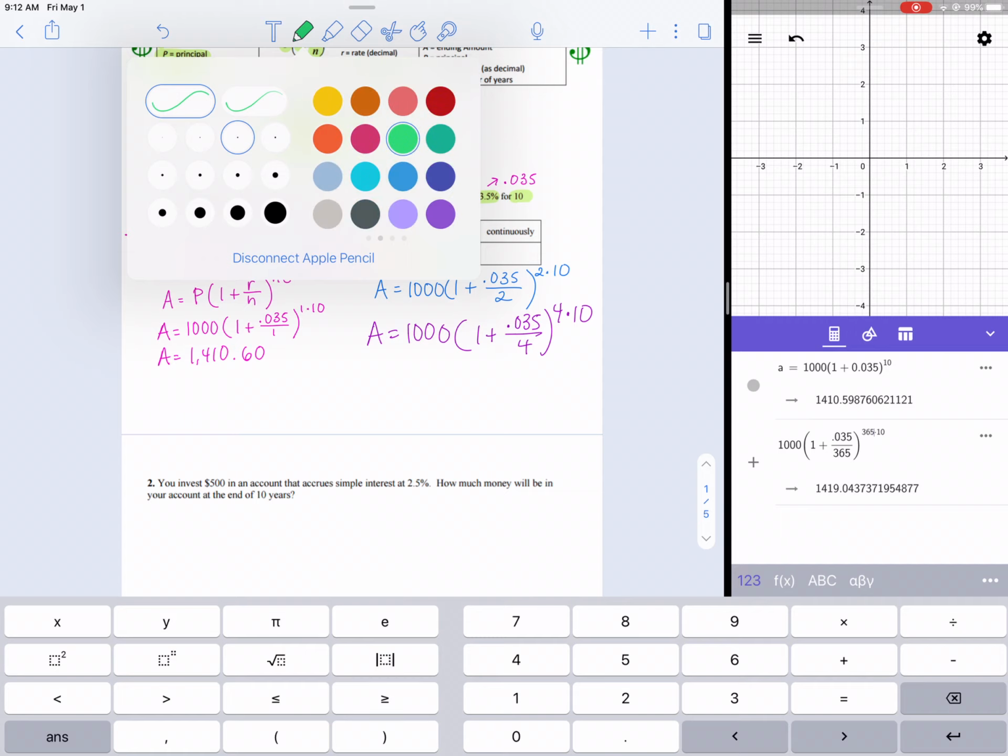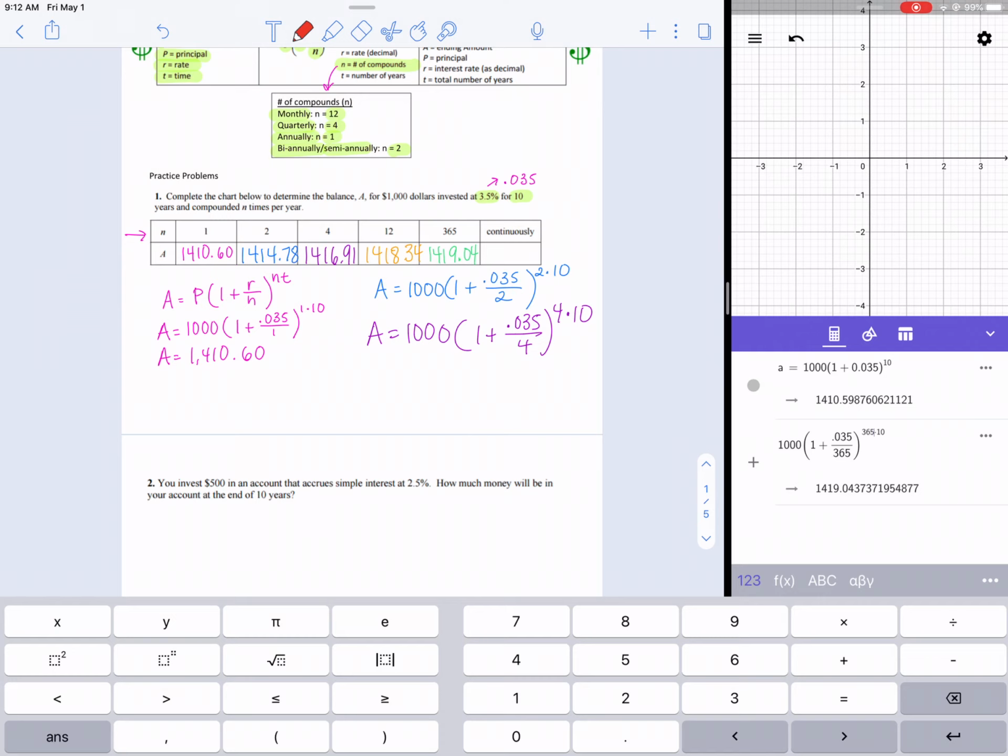Okay, and now you get to, I'm going to go, what color am I going to go? Red. This word: continuously. Everything changes when you hear that word continuously. Continuously is going to now tell you to use this formula, A equals P e to the rt. So in order to get that amount, you're going to take that principal of 1,000. You're going to multiply it by the base of e, and you're going to raise it to that same rate, 0.035, and the time is 10 years.